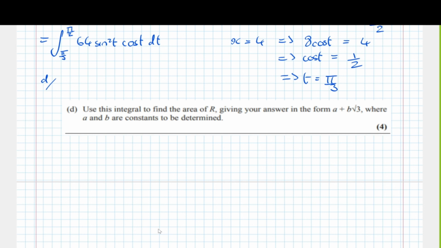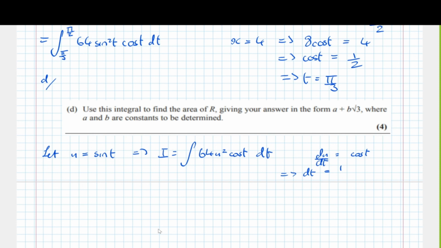So let u equal sine t. Which means that the integral equals 64 u squared cos t dt. du by dt equals cos t, which means that dt equals 1 over cos t du, making the integral equal to the integral of 64 u squared cos t times 1 over cos t du, making it nice, equals the integral of 64 u squared.